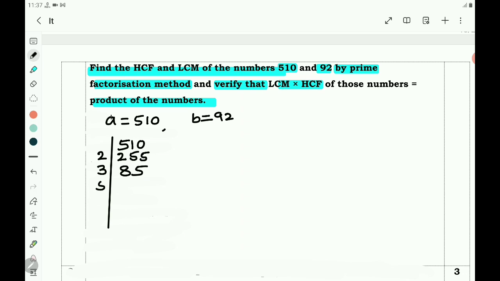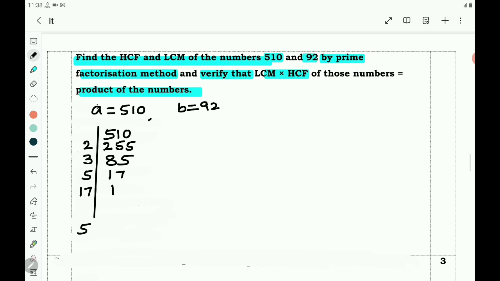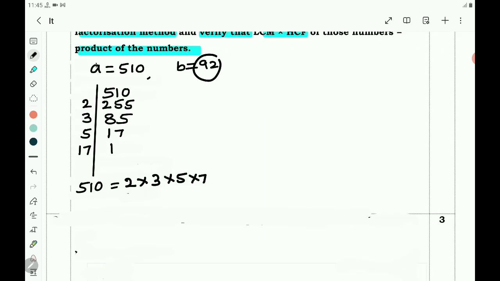Then you divide it by 5. 5 ones are 5, 3 is remaining, 35. 5 sevens are 35. And 17 itself is a prime number, then 17 ones are 17. Then 510 equals 2 into 3 into 5 into 17. Now you factorize the next number, the second number 92.